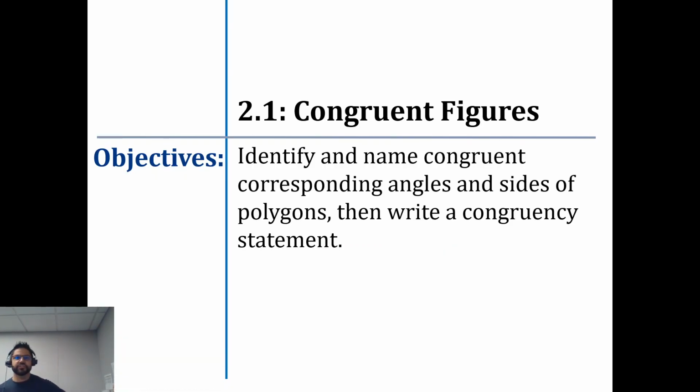We are officially starting Chapter 2, 2.1, Congruent Figures. Hopefully you've heard that phrase before, congruent. Remember, we don't necessarily say equal. We're going to be using the word congruent when we're talking about our geometry and specific shapes. Our objective of the day says identify and name congruent corresponding angles and sides of polygons, then write a congruence statement. So it may sound pretty complicated, but again, we're going to walk it through, trying to help you guys out.